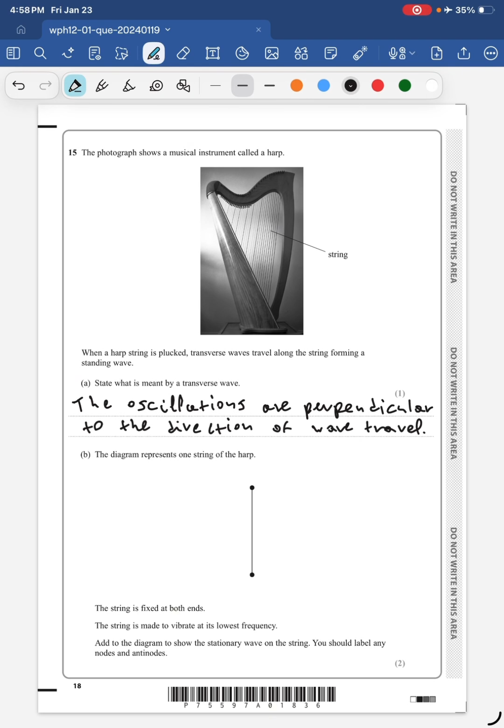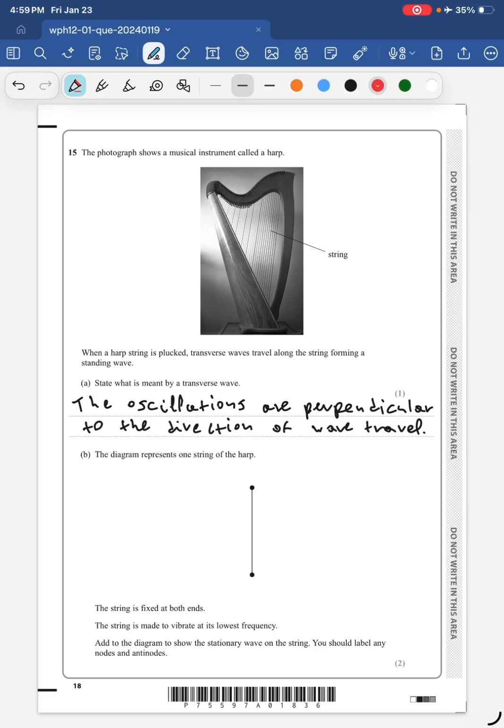B. The diagram represents one string of the harp. The string is fixed at both ends. The string is made to vibrate at its lowest frequency. Add to the diagram to show the stationary wave on the string. You should label any nodes and antinodes. Okay, lowest frequency means that, actually let me use a different color.